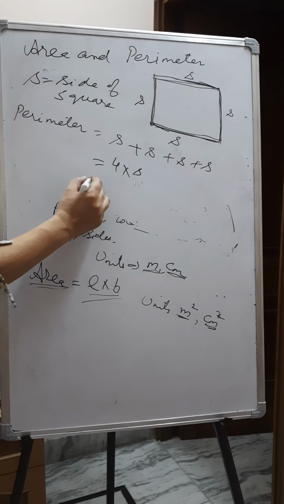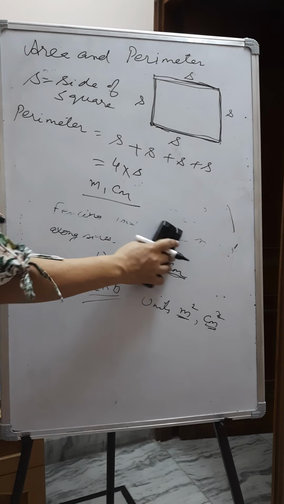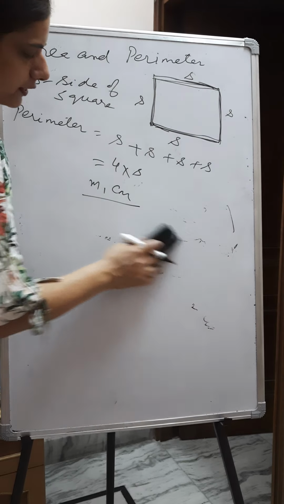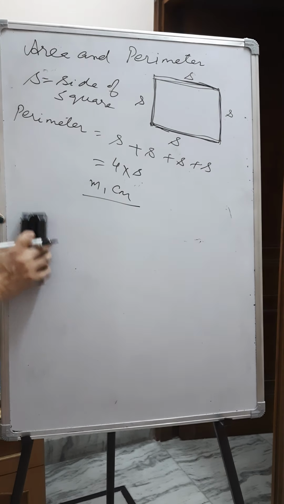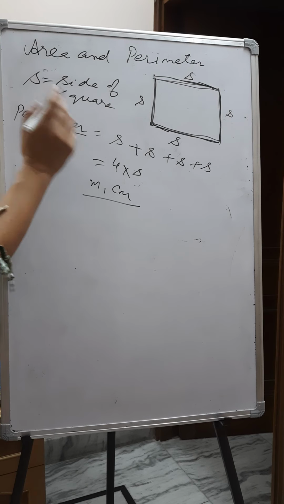Again, the units are the same, meter, centimeter, single units. If the question is again about fencing or the distance covered while walking or running, then you have to go for the perimeter.